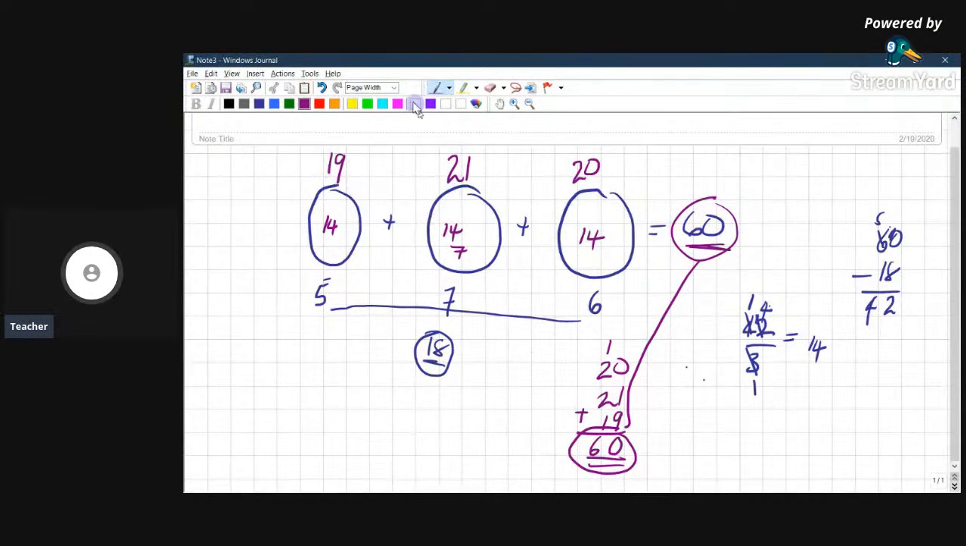Now, which one did they ask for again? They asked us for the second classroom. So our answer would be 21. Put that in a nice box. And we say answer is equal to 21.